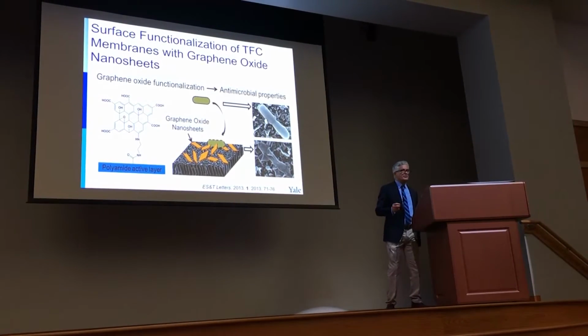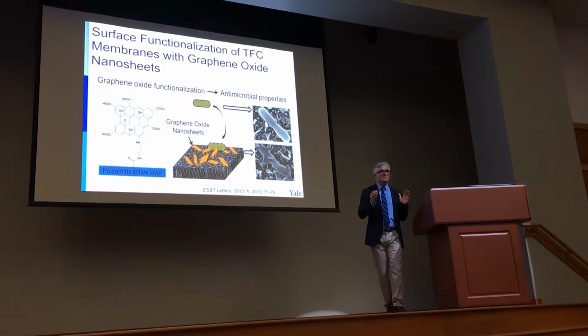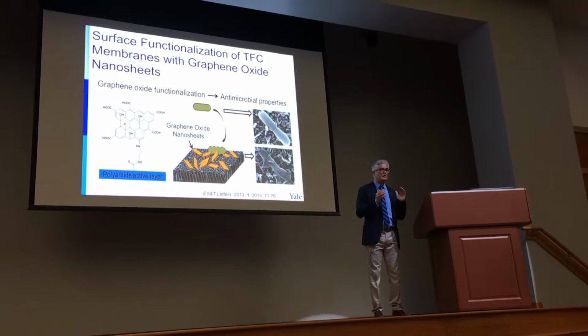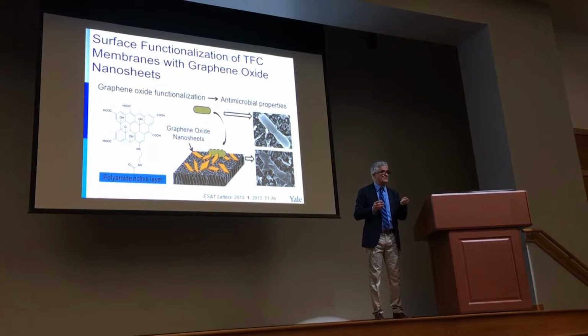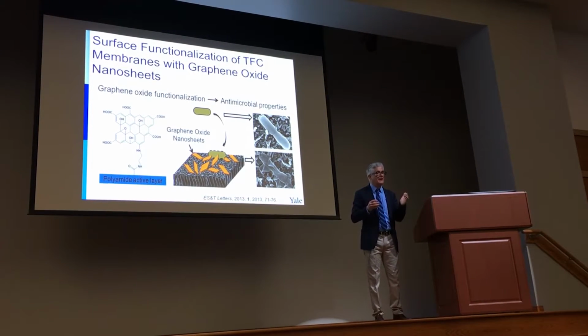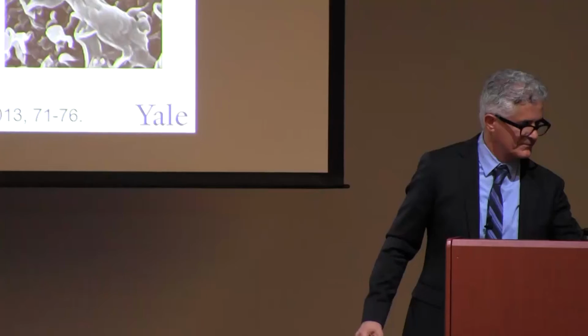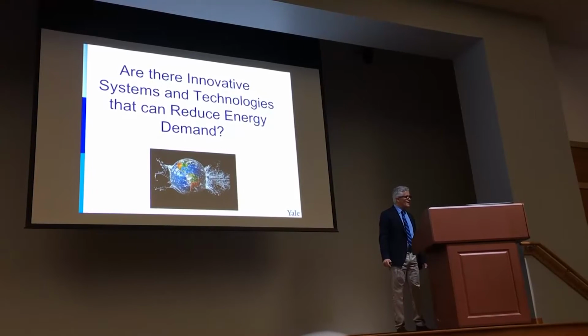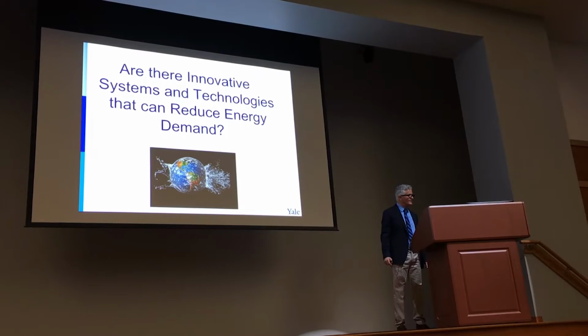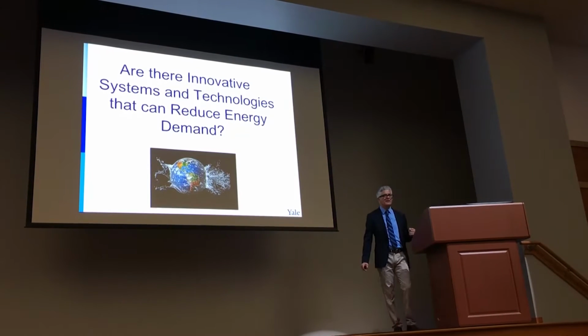Okay, so this was question number 2. So again, membrane materials will not improve the energy of desalination because it's not controlled by the resistance of the membrane. Fouling resistant membranes may help, as I showed earlier. So let's go now to the third question. Are there innovative systems and technologies that can reduce energy demand?